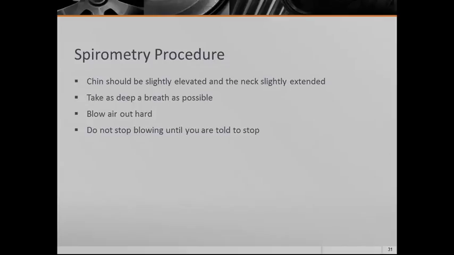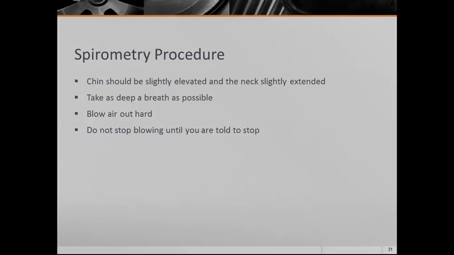The vital capacity is the maximum amount of air that can be expired after maximum inspiration. The patient instructions for this portion of the test are the patient takes a deep breath and exhales completely, but not forcefully.